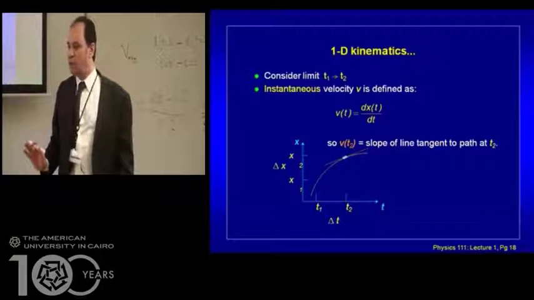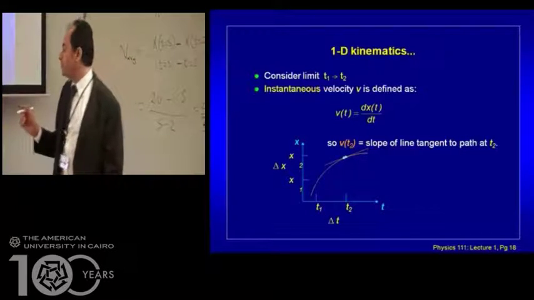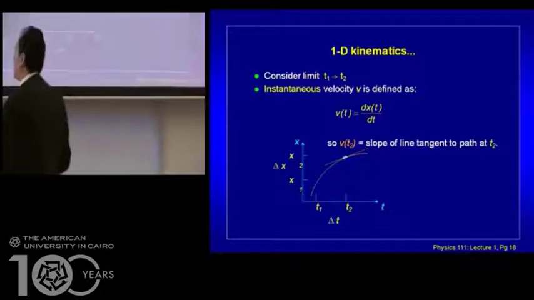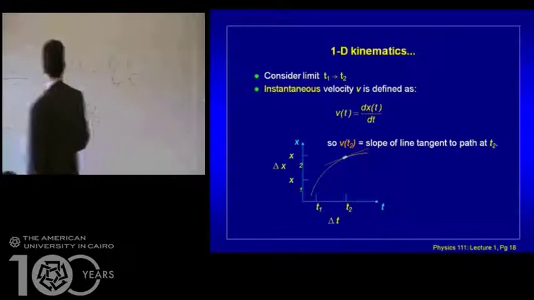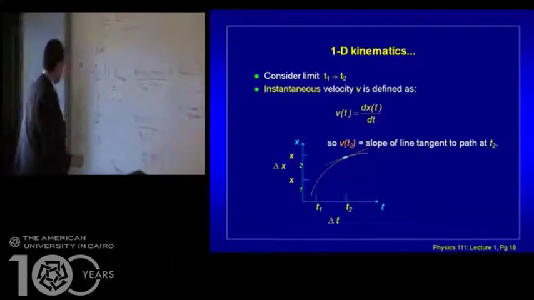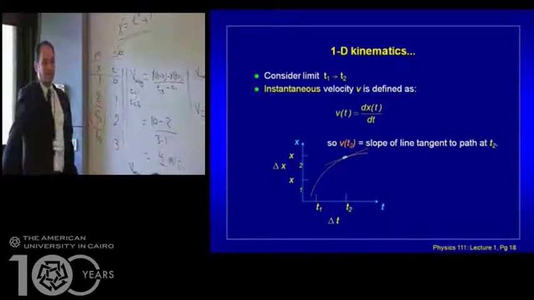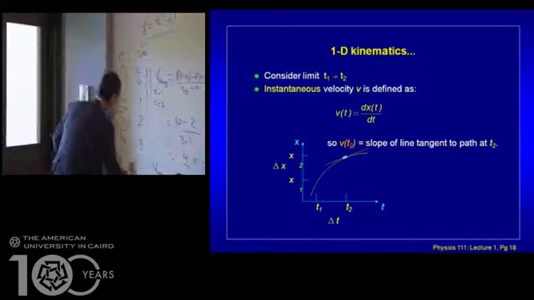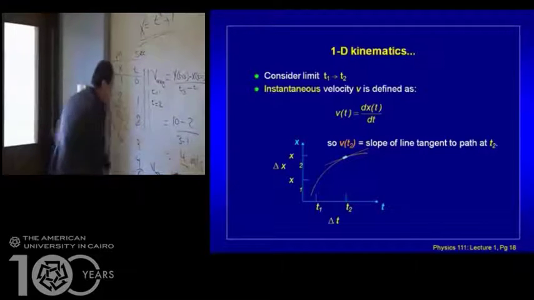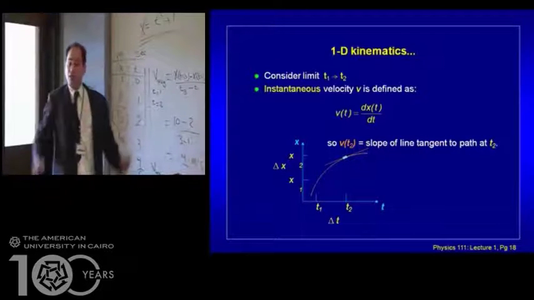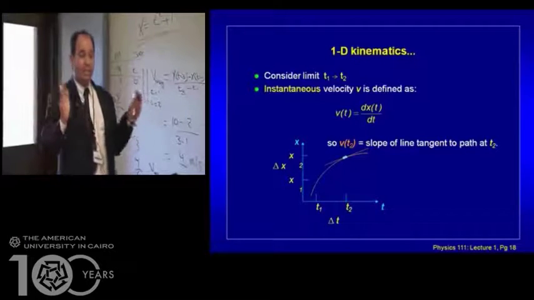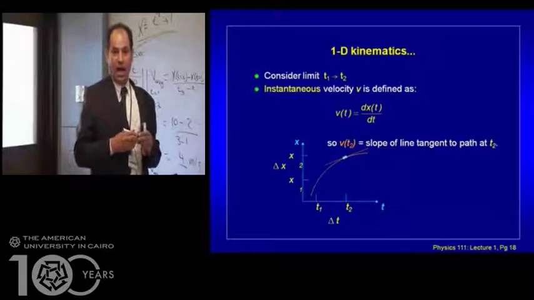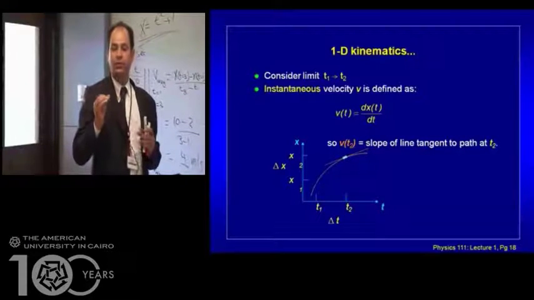Now we need something more challenging. We need to find the instantaneous velocity at time equal to 5 seconds. We need to find the instantaneous velocity, not the average velocity, at time equal to 5 seconds.